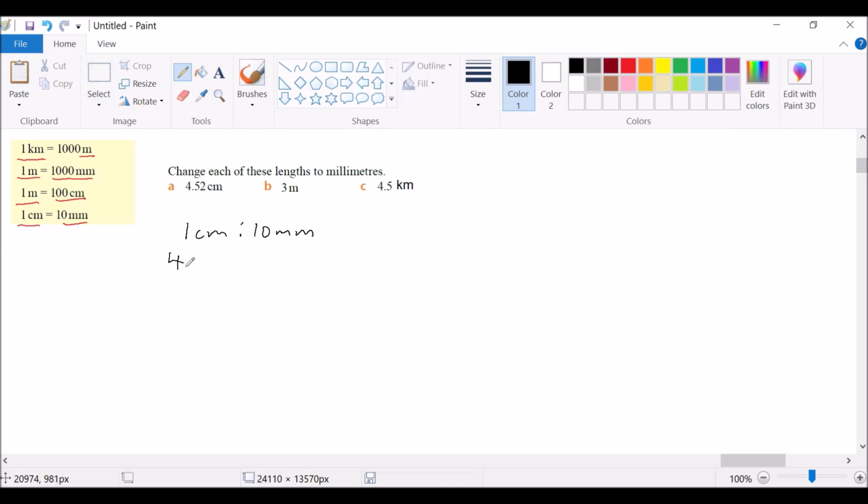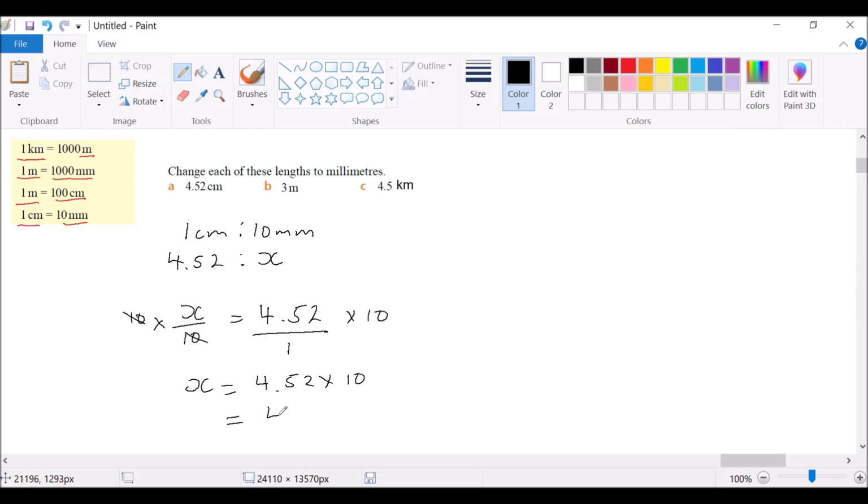So we say 4.52 is to the millimeters. We don't know, we can put x. So we use that ratio to form an equation. X over 10 is equal to 4.52 over 1. We multiply both sides by 10, or we cross multiply this 10 there. This will cancel this, so we are left with x is equal to 4.52 times 10, which is equal to 45.2 millimeters.